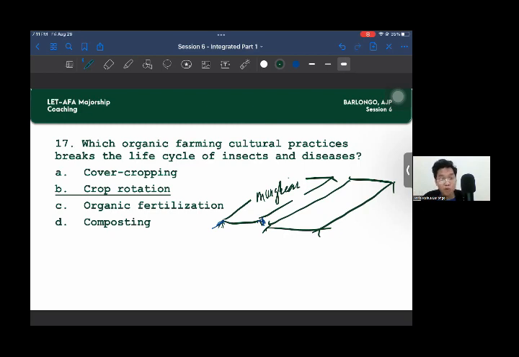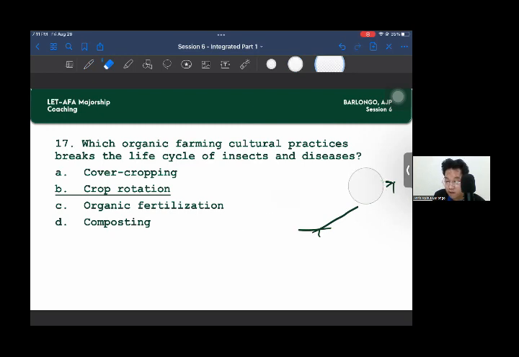That is why we do crop rotation for us to break yung life cycle ng insect. So kapag mung bean na yung nakatanim doon, hindi na mag-continue yung life cycle ng mga peste or mga diseases na nandoon. So remember that crop rotation breaks the life cycle of insects and disease. So if you are wondering what type of control method ang crop rotation, it is a cultural control method.